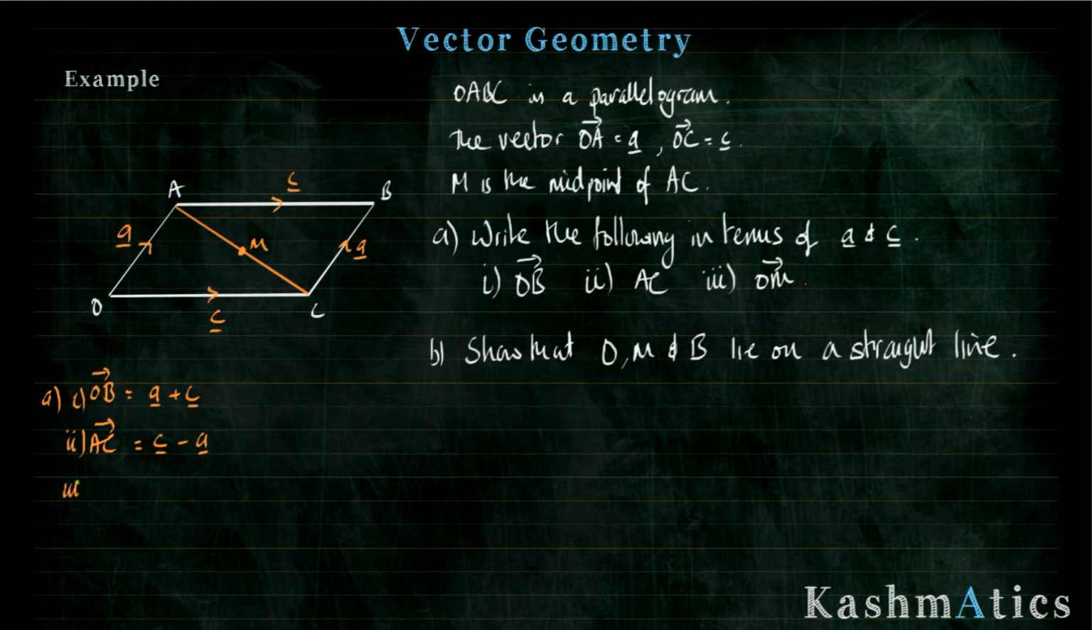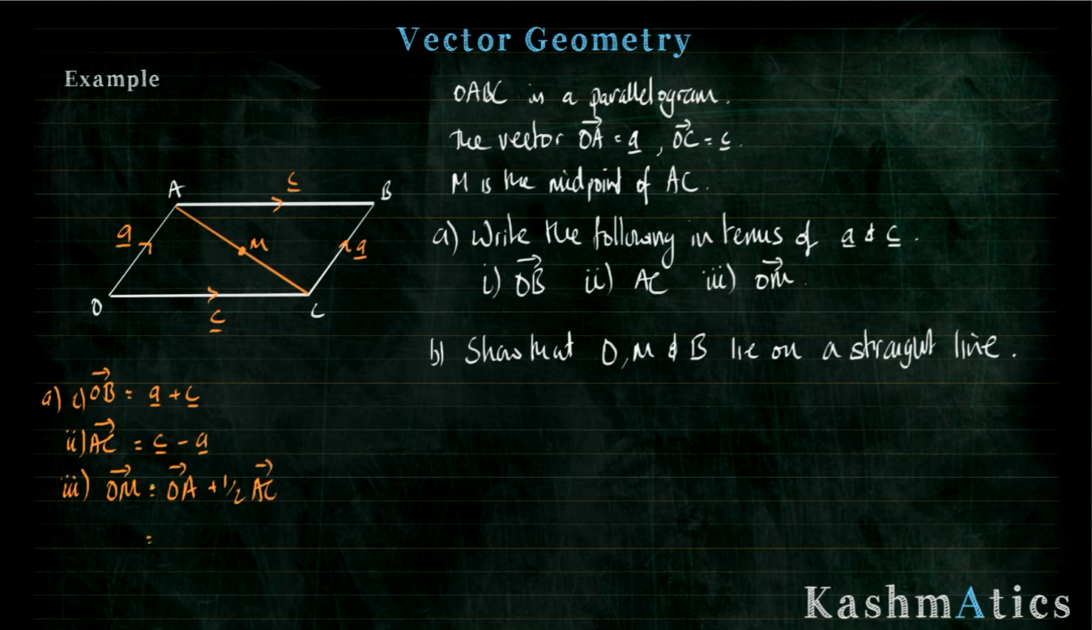Part 3, I'm trying to get from O to M. Now let's see how we'd get there. We'd go from O to A, then only halfway along A to C. So let's just write that down. So you've got O to M. That is O to A plus a half of A to C.